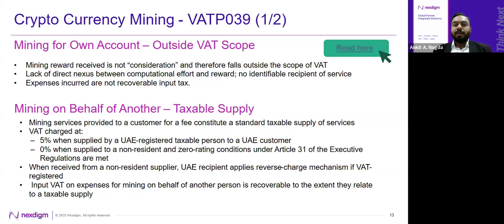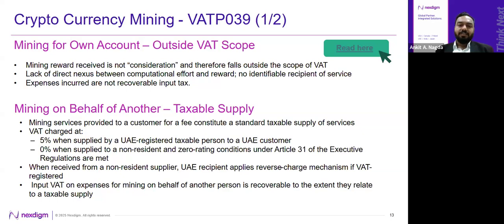But the credit pertaining to the portion that he has done for himself would not be recoverable. Second, while he's doing it for someone else, where the customer is in UAE, that would be considered a standard supply and 5% VAT has to be levied. Where the customer is outside UAE, then 0% needs to be levied. Further, if someone in the UAE is receiving those services from a vendor located outside UAE, then the recipient in UAE would be liable to pay reverse charge and also follow the related compliance mentioned in the VAT law.